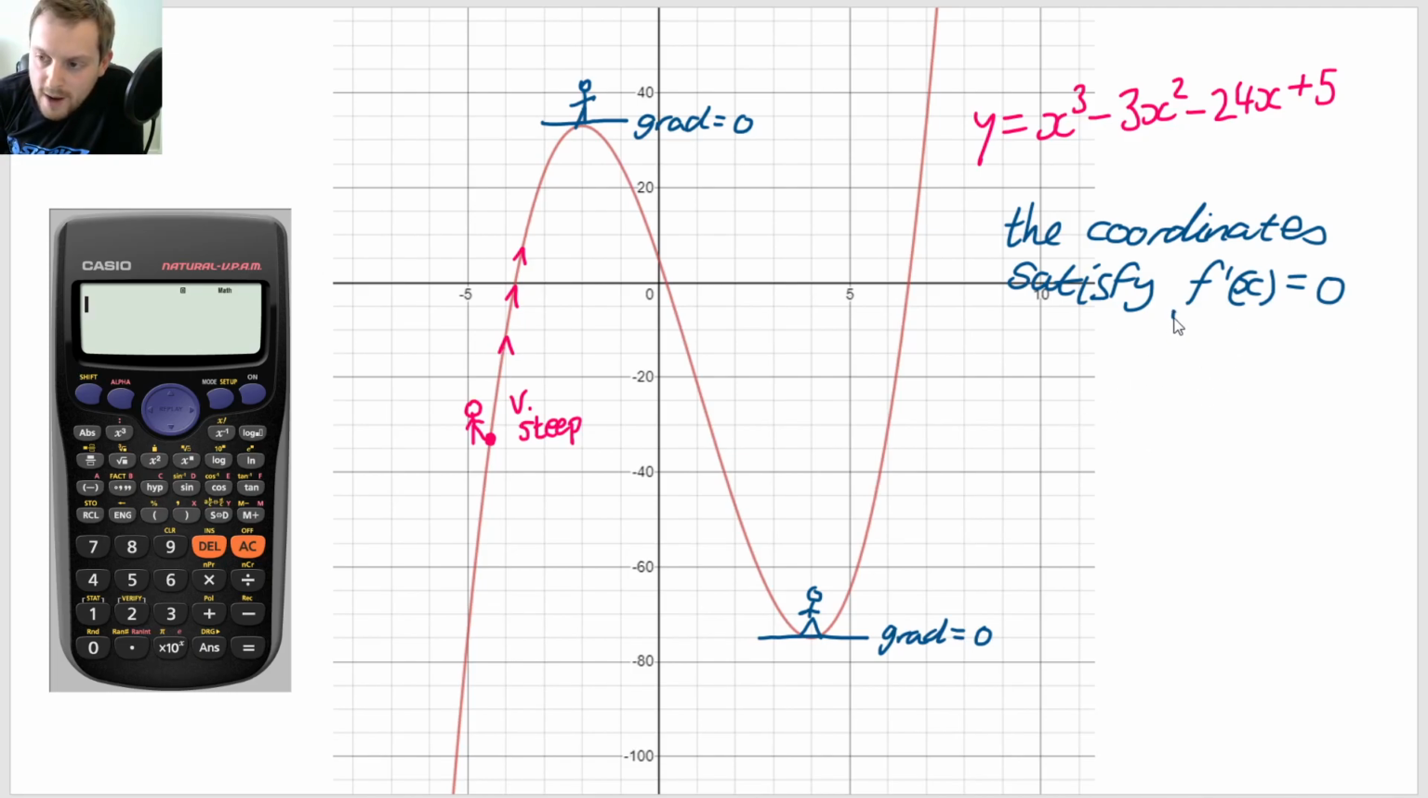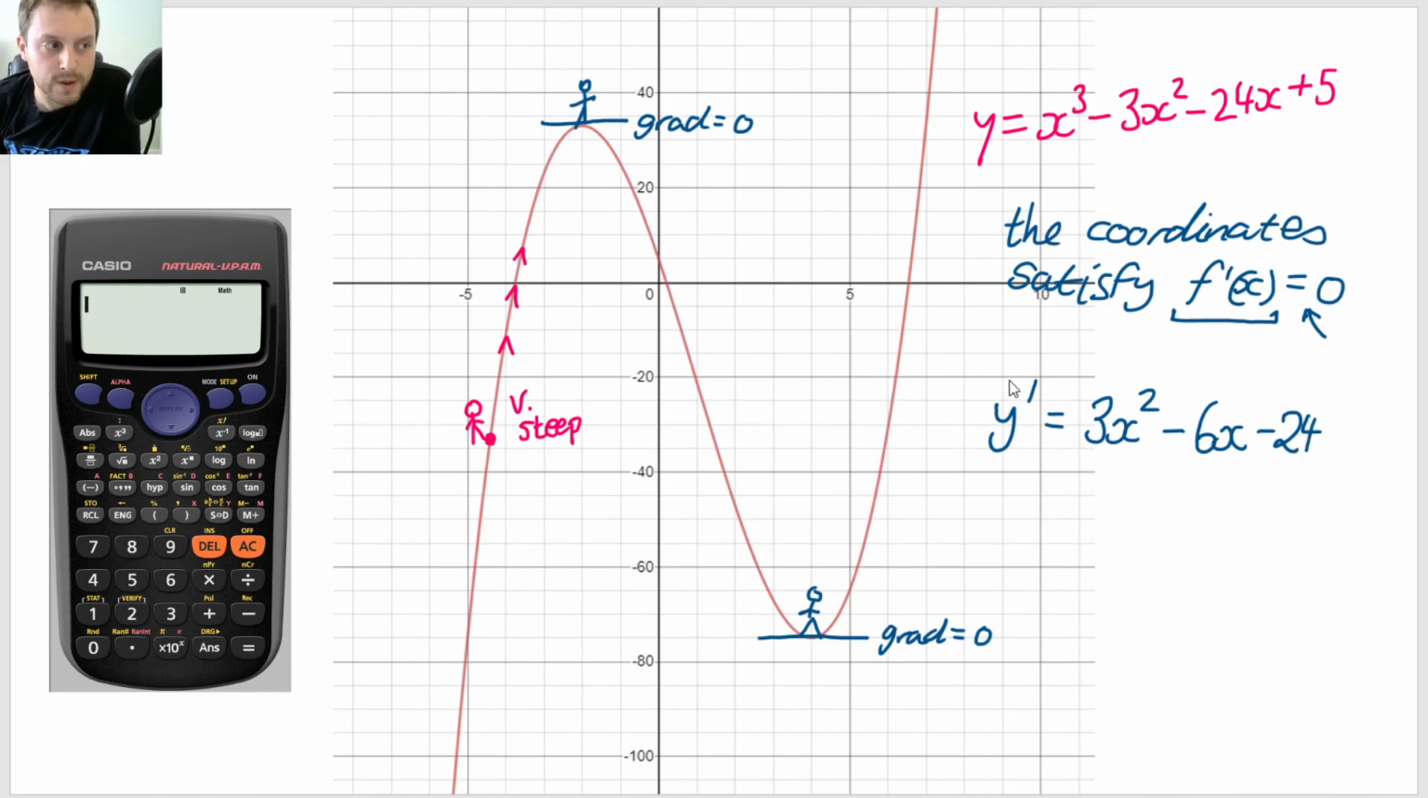So this means we have to actually figure out what f dashed of x is, and then we're just going to set it equal to 0, and we're going to get an equation, and we're going to solve that equation and figure it out. So let's do y dashed. Let's differentiate. So I get 3x squared minus 6x, take away 24, and then 5 would differentiate and become nothing.